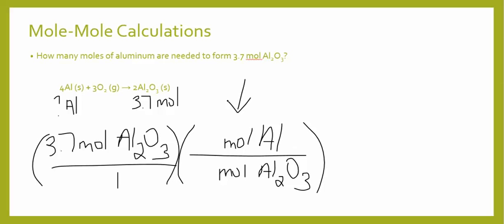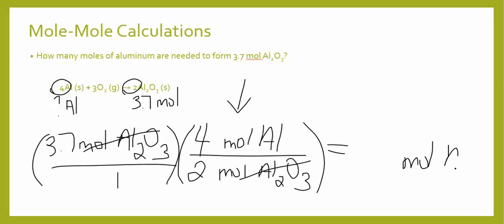And this is the step where I use the coefficients from the balanced chemical equation. So go back to your balanced equation. There are 4 moles of aluminum for every 2 moles of Al2O3. Moles of Al2O3 cancel out, and I've got moles of aluminum. So then it's just a matter of multiplying 3.7 times 4, dividing by 2, and so this would require 7.4 moles of aluminum.